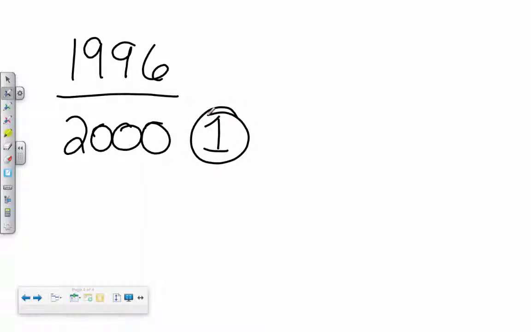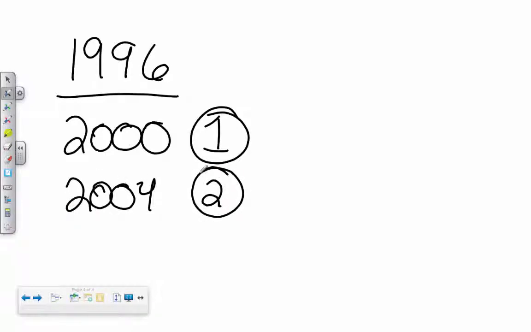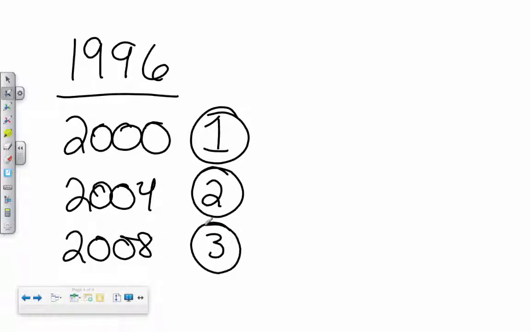When was his second birthday? 2004. That's when my brother turned 2. When's the next one? 2008. That's when my brother turned 3. Here's what I want you to do. With the person next to you, find out when my brother turns 10.